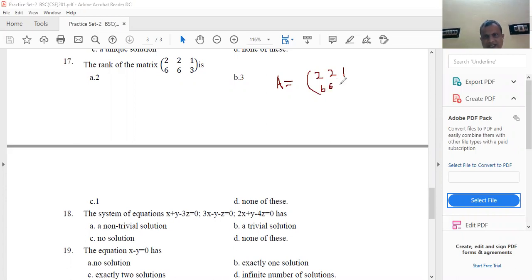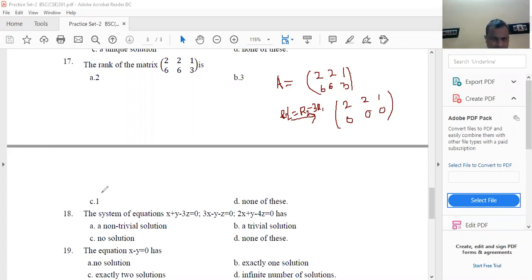6 3. Basically, when we find the rank, we make the first non-zero element 1. Since this is a multiple choice question, it can be answered in a single step. If we use this operation as R2 dash, R2 dash equals R2 minus 3R1. In that case you get the result 2 2 1, and the last becomes 0 0 and 0. So here the number of non-zero rows is 1, so the rank of the matrix is 1.